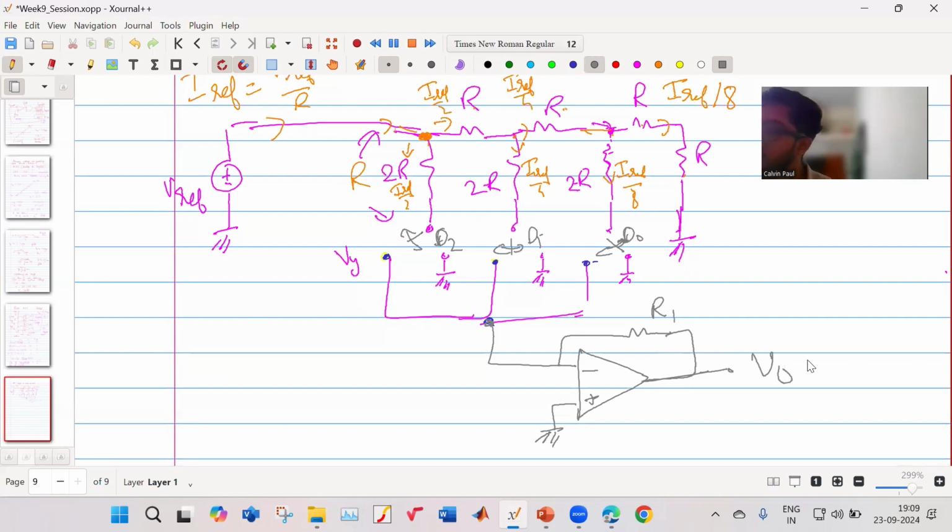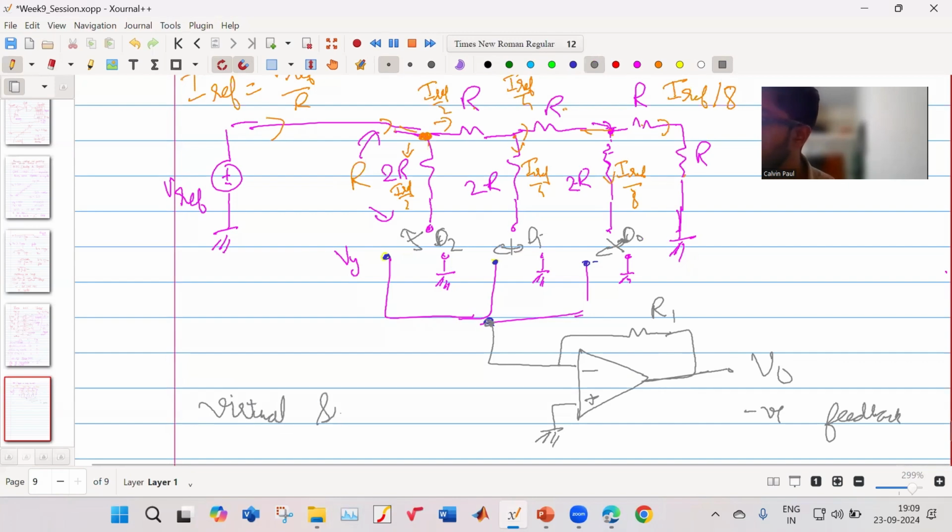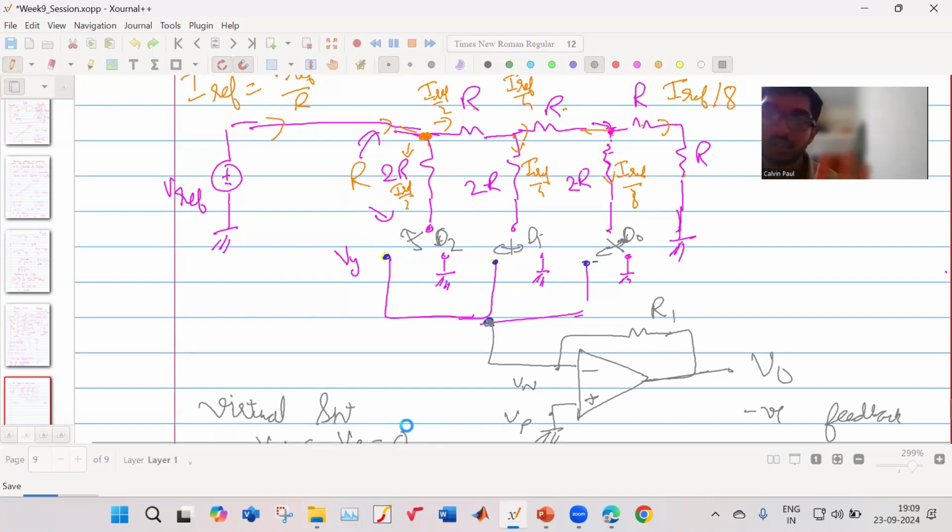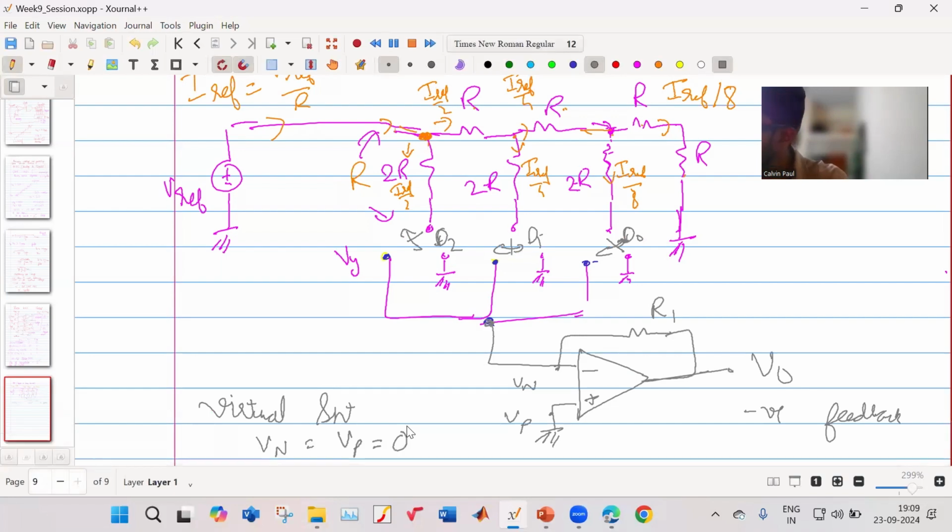Okay. So first of all, there is negative feedback. Right? So that means your virtual shorting concept is valid. Okay. So that means this point Vn and Vp, so your Vn is equal to Vp is equal to 0. Okay. This is confirmed.